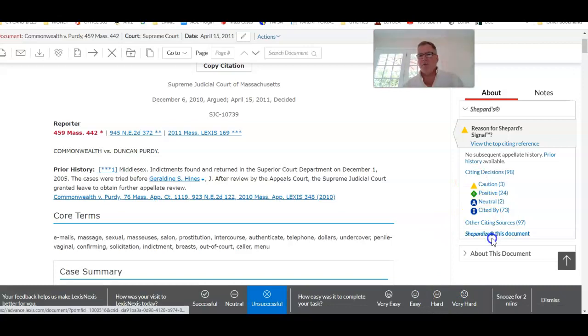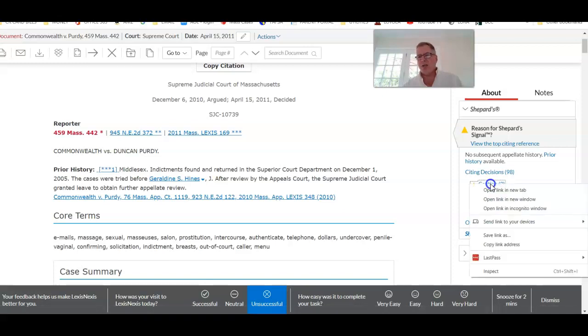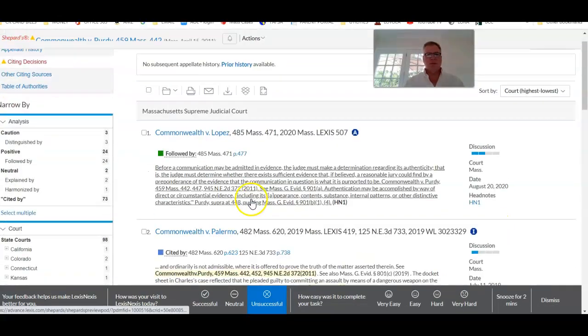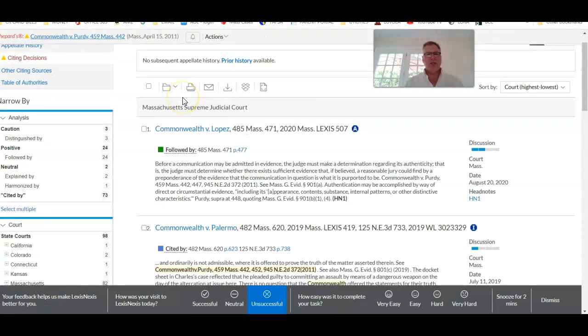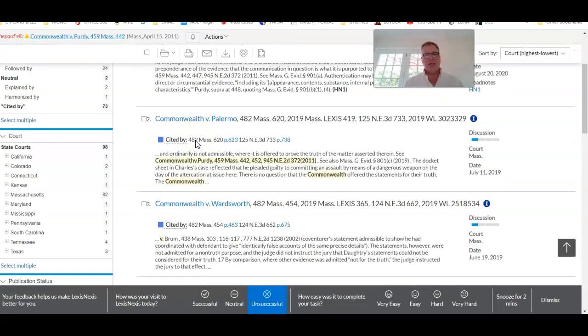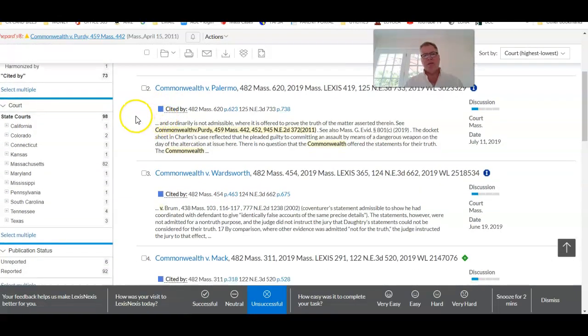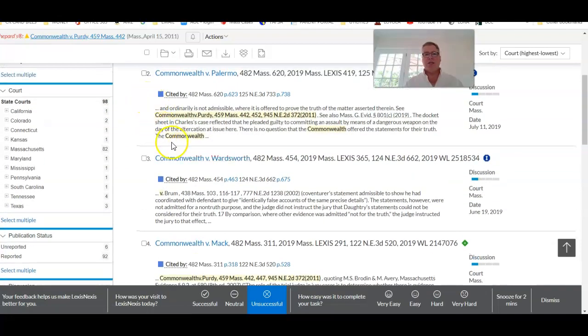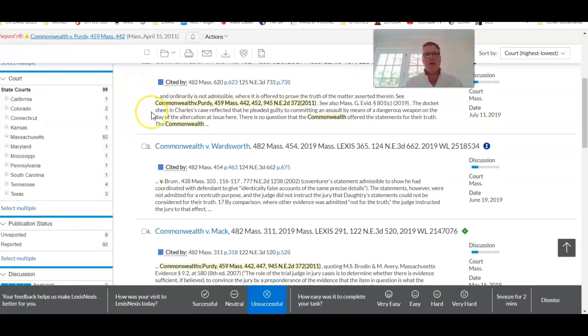All right. So we could hit Shepardize this document. It will bring them all up. Or if we're looking for particular cases to support our position, we could go to caution, or we could go to positive. But anyway, we'll hit Shepardize this document. So there are the 98 decisions, and you can see the "followed by" has the green next to it. "Cited by" means basically they're telling you it doesn't mean much at all. It was just cited, just referenced. Although you should look at it because they sometimes are not really accurate.